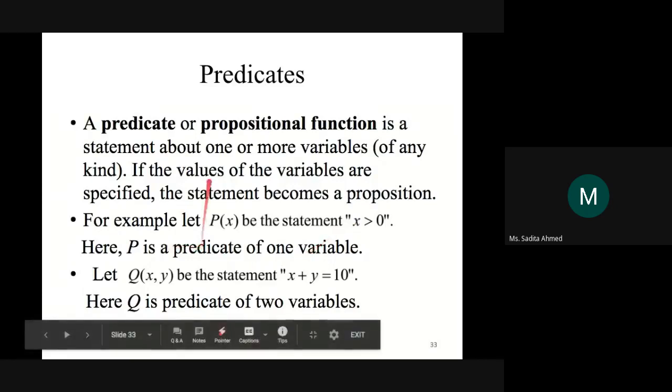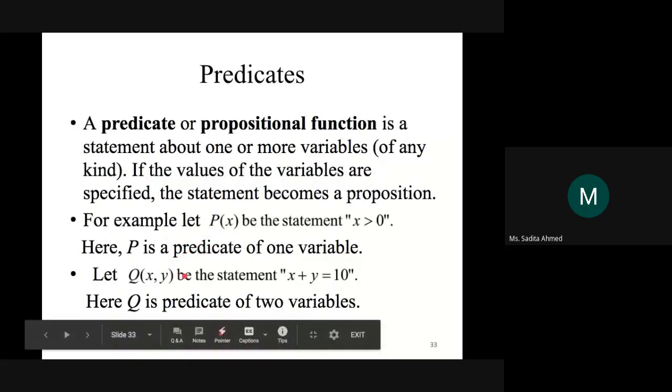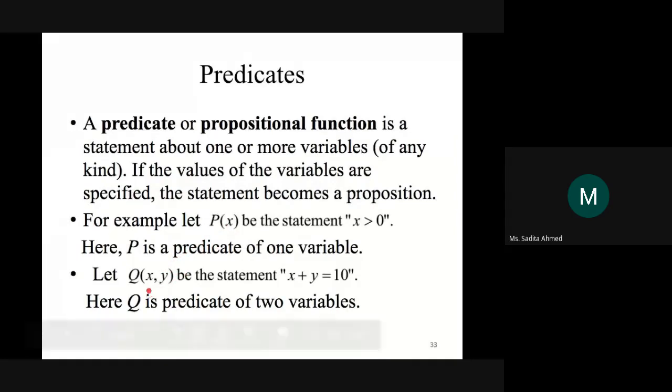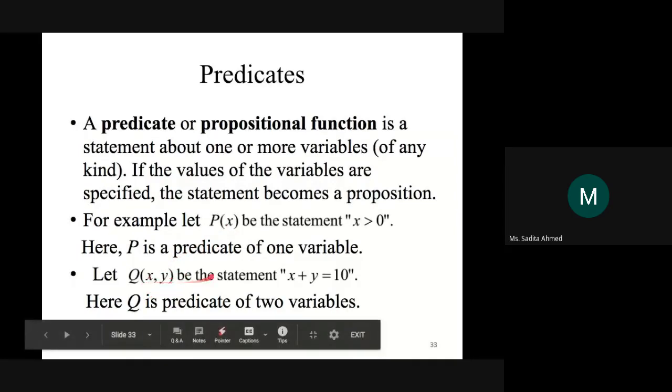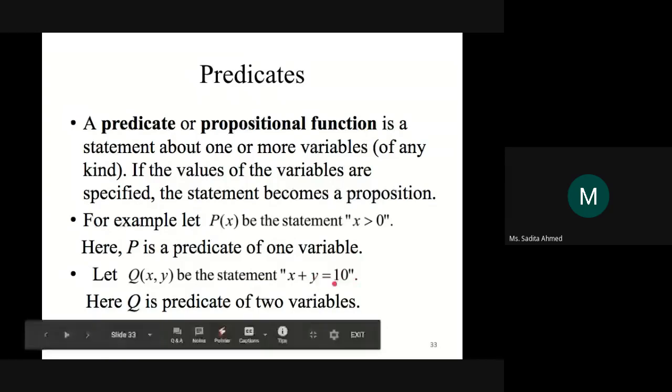So here, P is the predicate for one variable. Q(x, y) is another example of a propositional function involving two variables, x and y. And it represents the statement x plus y is equal to 2. Similarly to the previous example, this will only turn into a proposition once you specify the value of x and y.